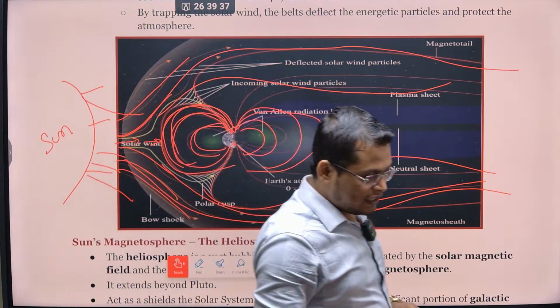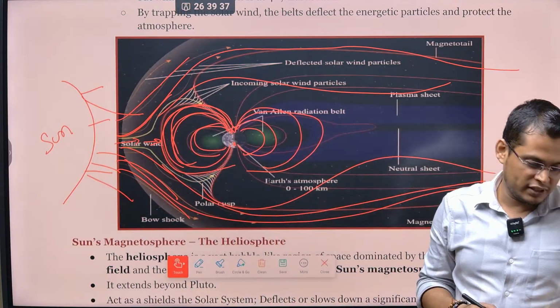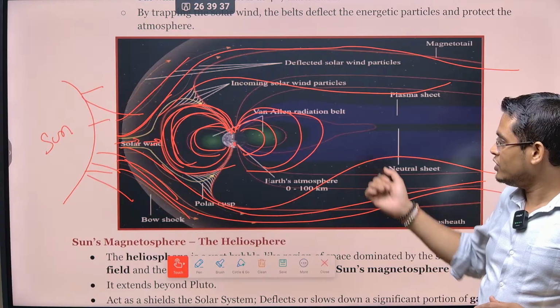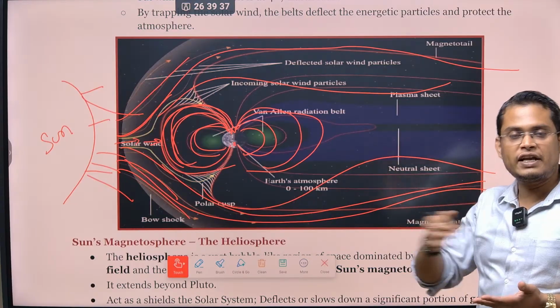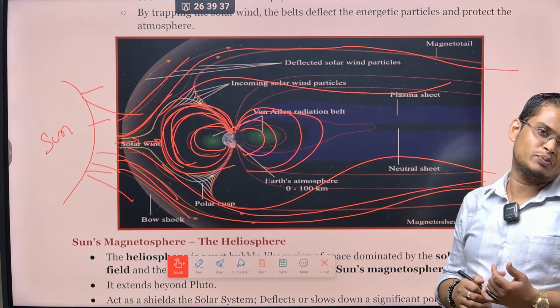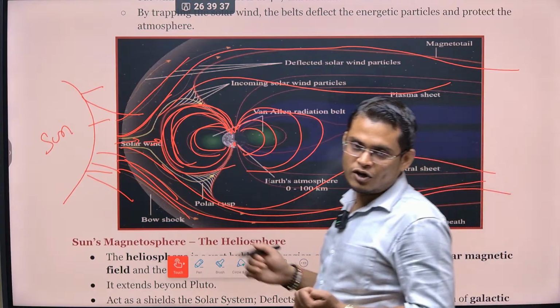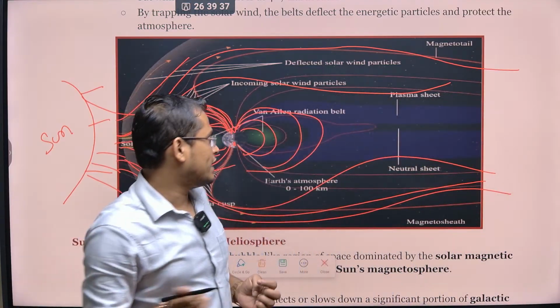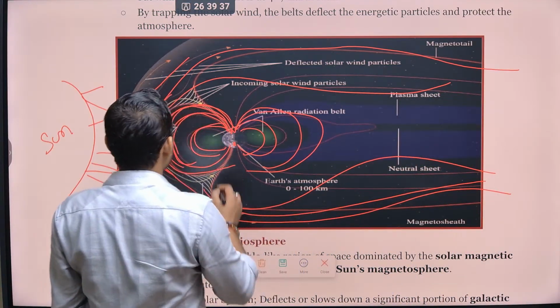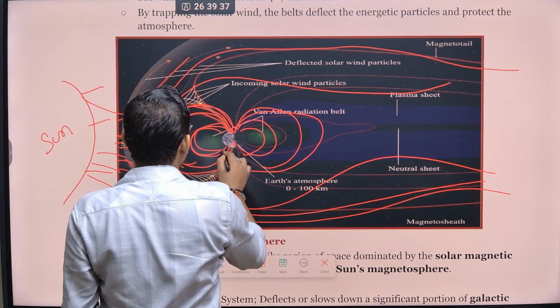Even some of the planets that are very close to the sun, these solar winds have taken away all their atmospheric gases, but in the case of earth this is not possible because of our earth's magnetic field. Okay? You can see some of the charged particles also get trapped.